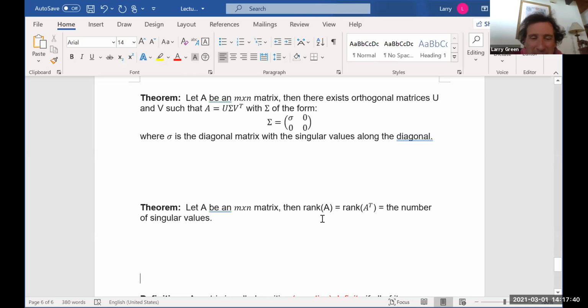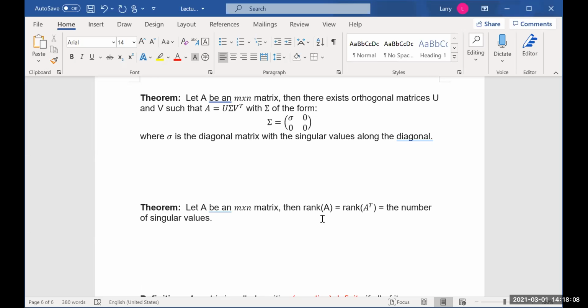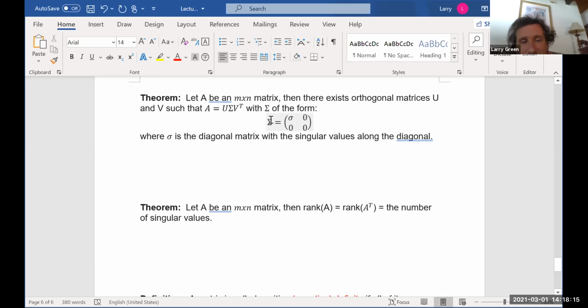That was pretty early. Okay, here's what's new. The rank of the matrix is equal to the number of singular values. Why is that true based on the above theorem? Because the singular values are in the diagonal. Yeah, so if you look at capital Sigma, it has rank equal to the number of singular values, because this is a diagonal matrix with singular values along the diagonal.